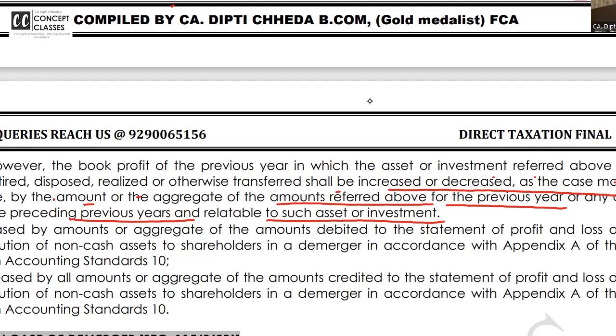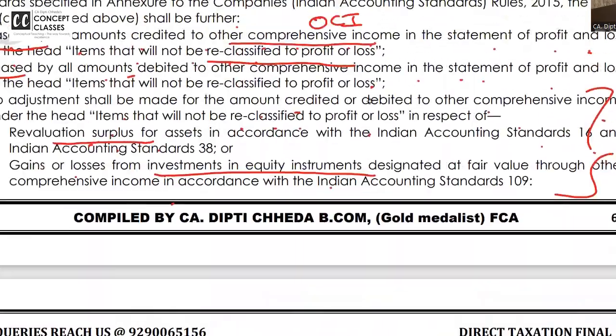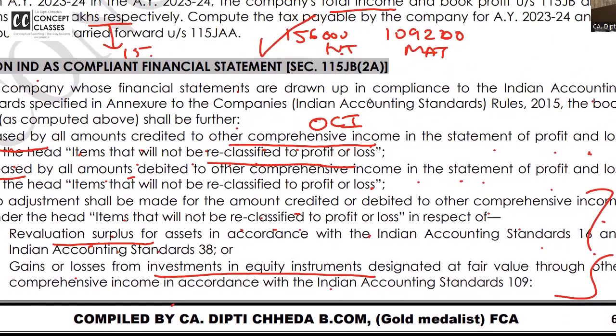There's a very beautiful topic in company assessment called assessment of trust, business trust, real estate investment trust, that we will do on Monday. The topic is simple. What it says is other comprehensive income: if there is some item which is credited and you are never going to bring it to P&L, add it now. If something is debited in other comprehensive income which you are never going to reclassify, debit it now.